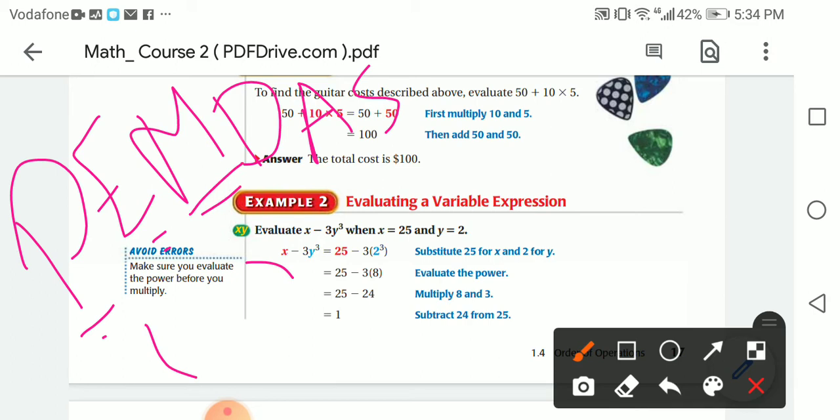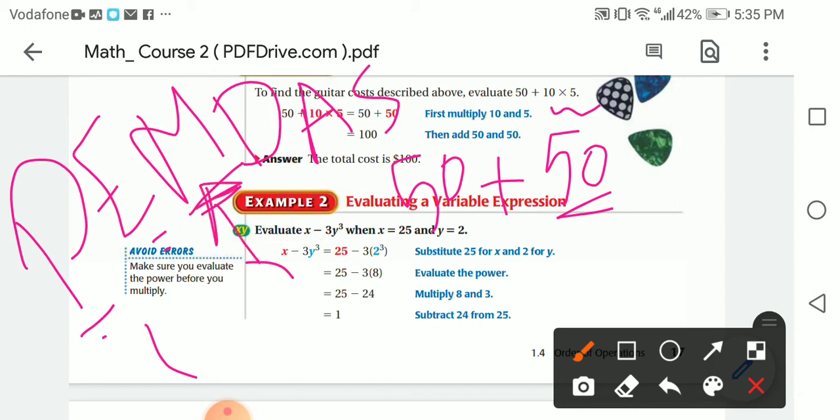Do you have any multiplication? Yes, I have multiplication. So I start with what? Multiplying. I didn't take 50 plus 10. I took the first one, what? 10 times 5. 10 times 5 gives you what? 50, right? So I started with the multiplication. This is very important. Open your eyes and focus with me.